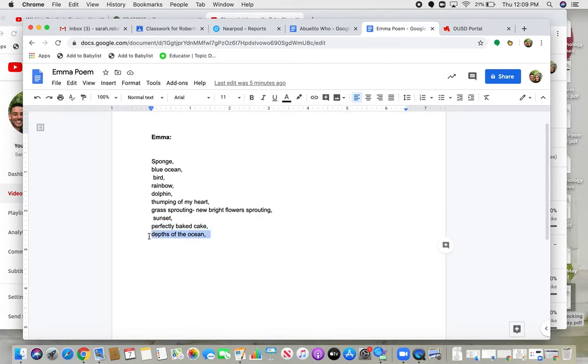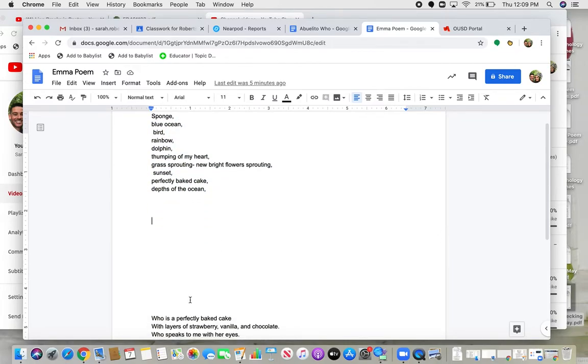So there you go. The depths of the ocean. I think of the deepest parts of the ocean that haven't been explored yet. We're still getting to know Emma. So she has depths to her personality that haven't come out yet that we're so excited to get to explore. Okay, so these are all the things that I see representative in Emma.